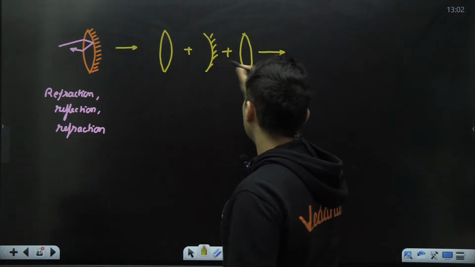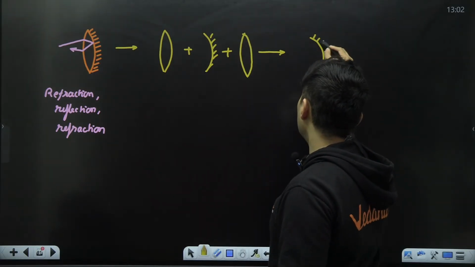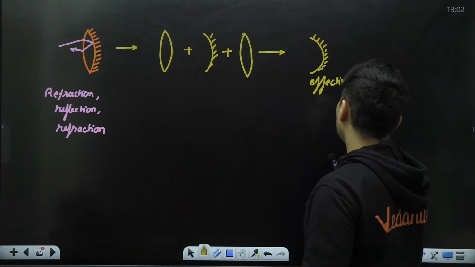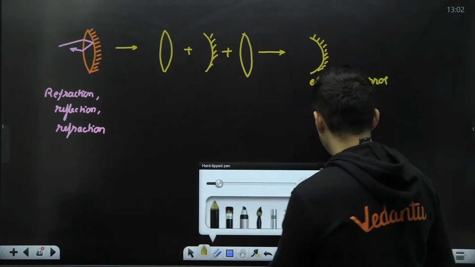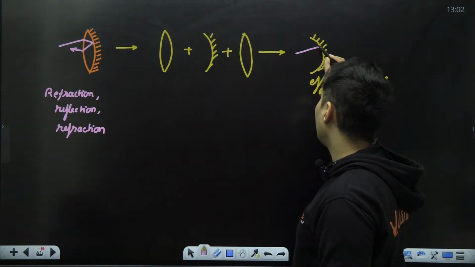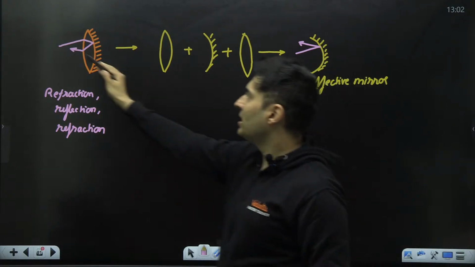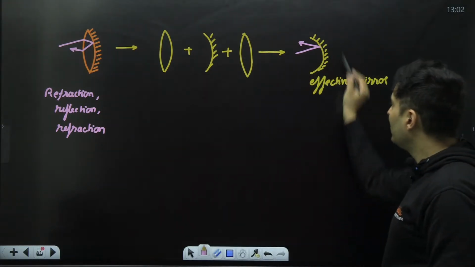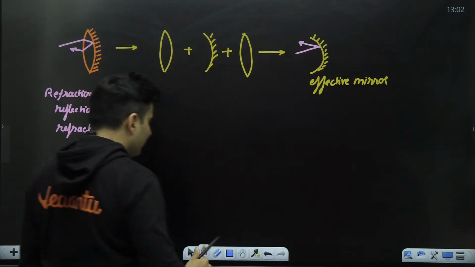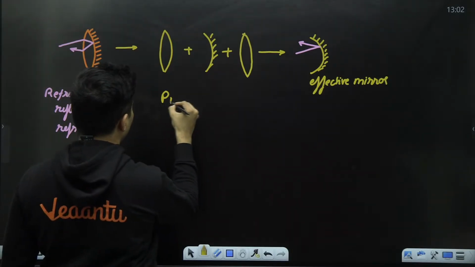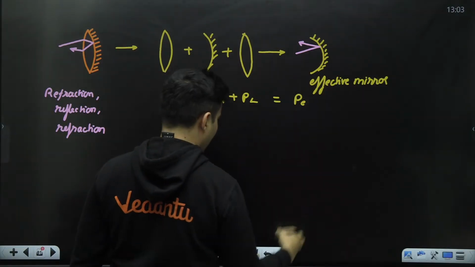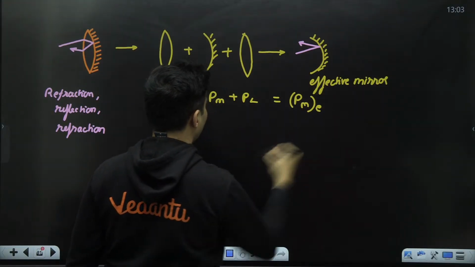So essentially, this is going to behave like a new mirror, which is your effective mirror, because it feels as if the same ray, if it entered here, would have gone back just like that, the same way, with this effective mirror. So that is the behavior. This is also a combination, but this is a combination of lens, mirror, and a lens to give you an effective mirror.